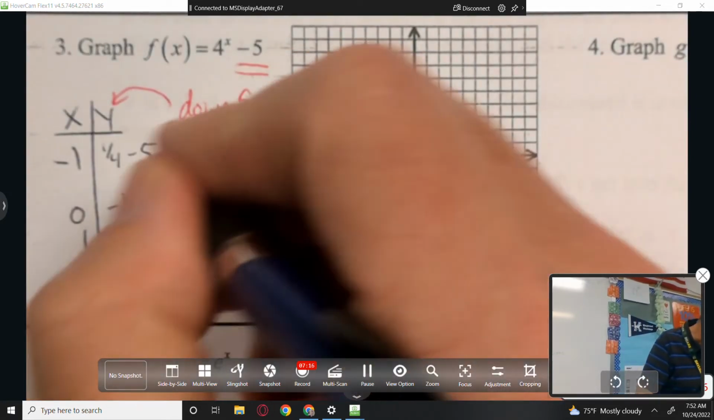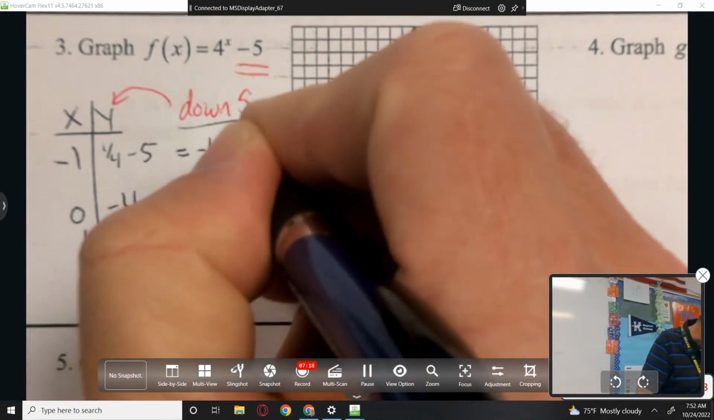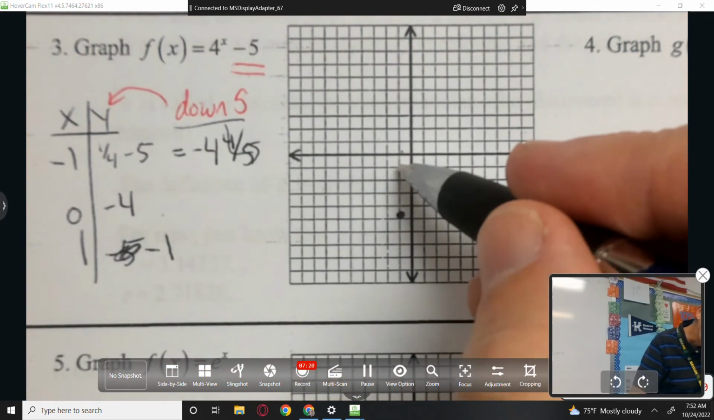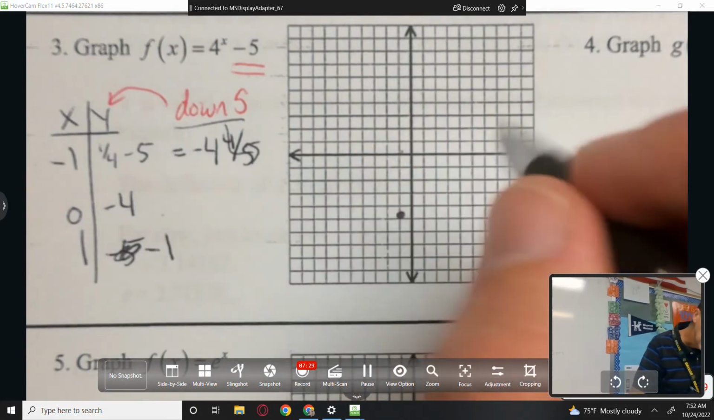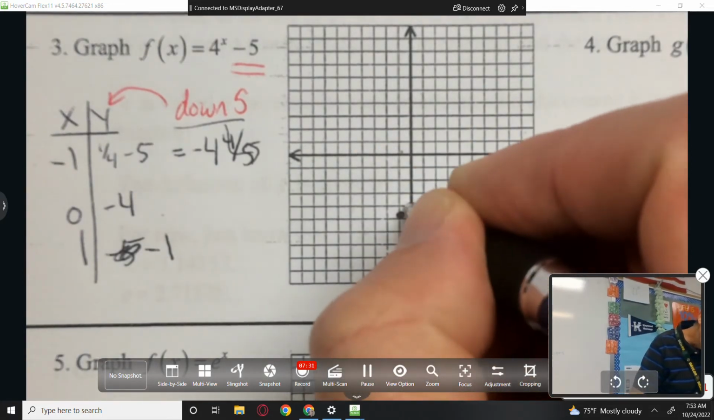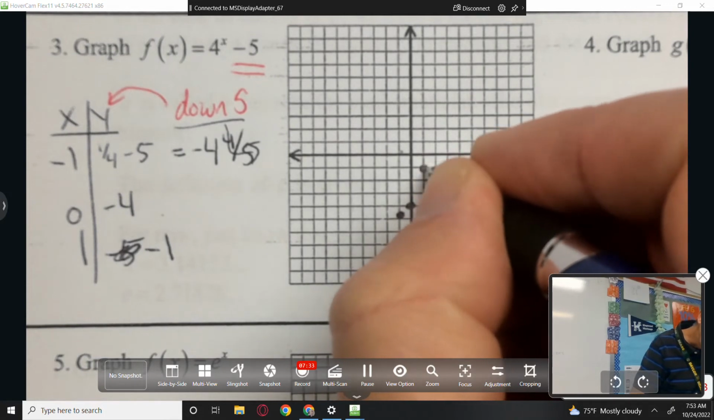Now, hopefully 1/4 minus 5 is not that big a deal. It's -4 3/4. But again, you can do it graphically if you'd rather. 0, -4, 1, -1.